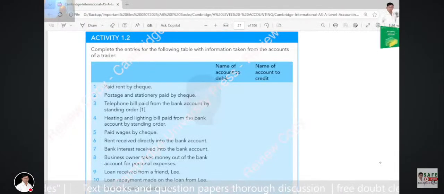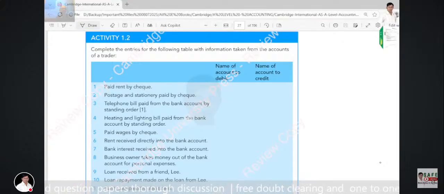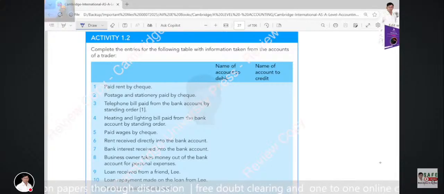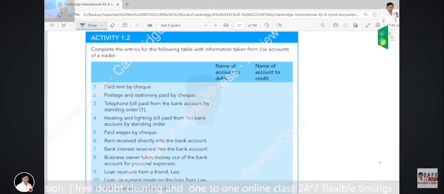Dear friends, let's continue with activity 1.2. This is from David Hopkins letter 2. Complete the entries for the following table: name of accounts to debit and name of accounts to credit. What you do basically is start with your own answer. You see the question and answer yourself, then you can compare with the answers.